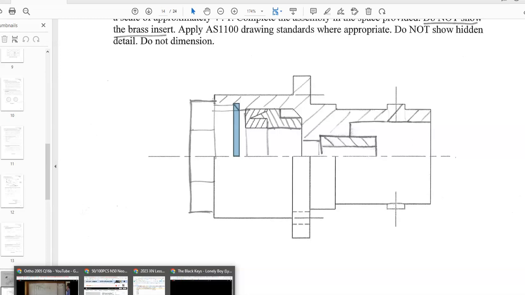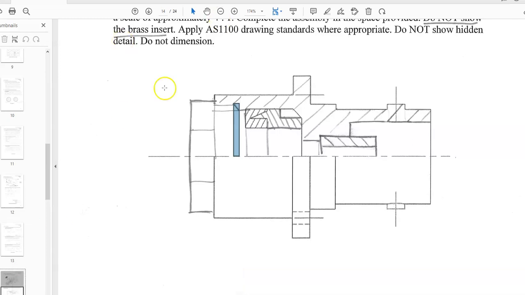I'm looking for 6 things. I want to see the hex nut. If the hex nut looks right, like this, I'm going to give you a mark. If I see some attempt at a thread, I'm going to give you a mark. If I can see a difference, your lines need to look different. So this line, your sectioning, needs to look different to that, which needs to look different to that. If you can see those 3, that's a mark.